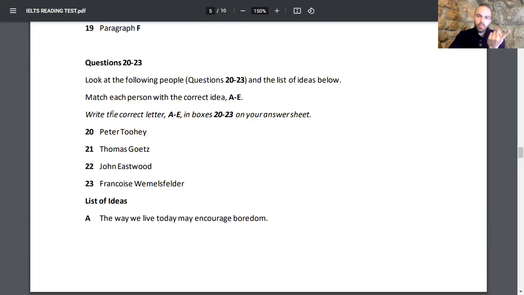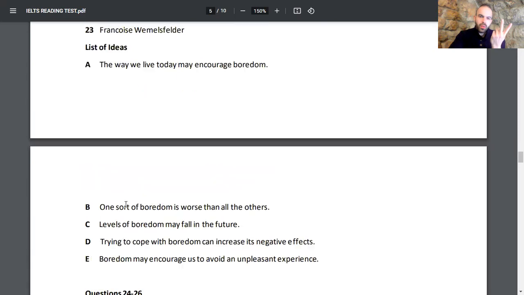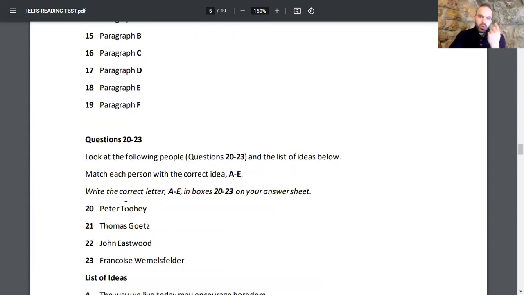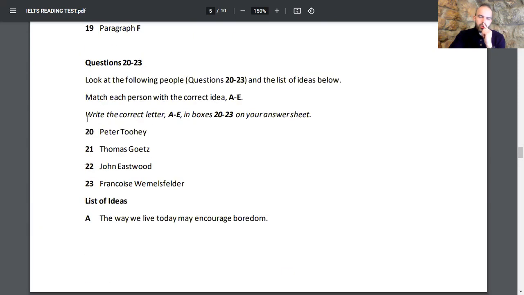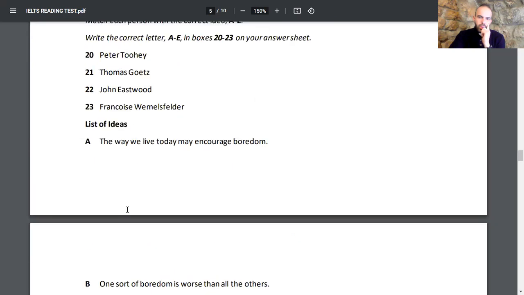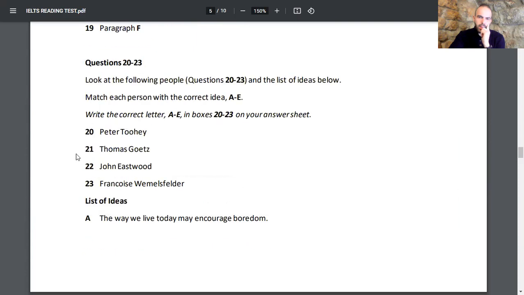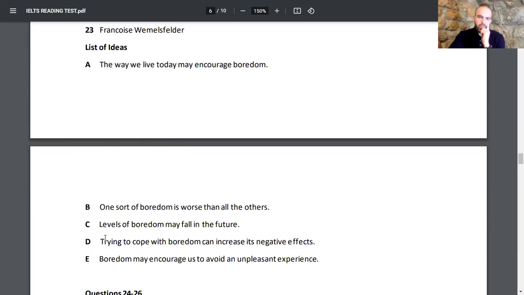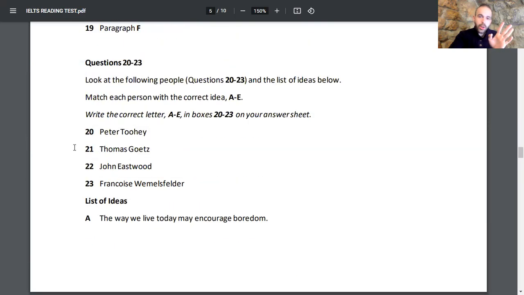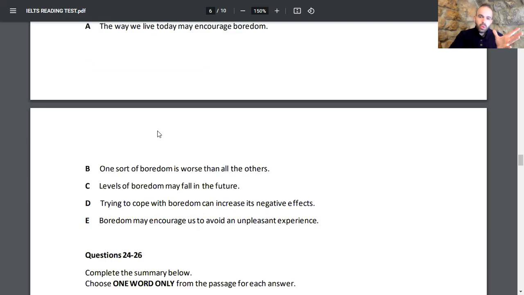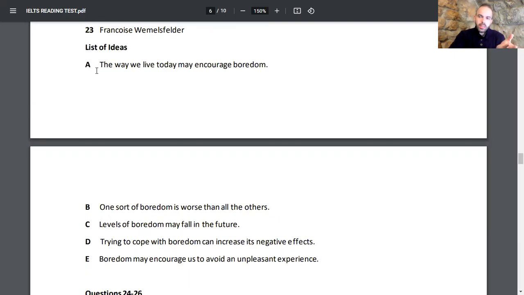So as you can see, we have 1, 2, 3, 4, 5 ideas. So you need to find out, for example, what did Peter Tuhi say? Which idea did he say? Number 20, number 21, number 22. One of these ideas is excluded because we only have 4 people here. Okay, so let's read them together.